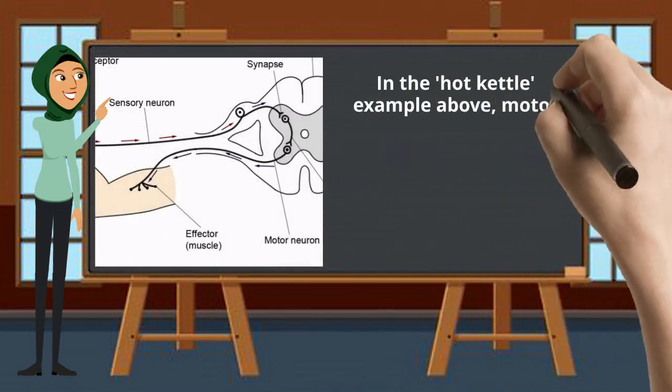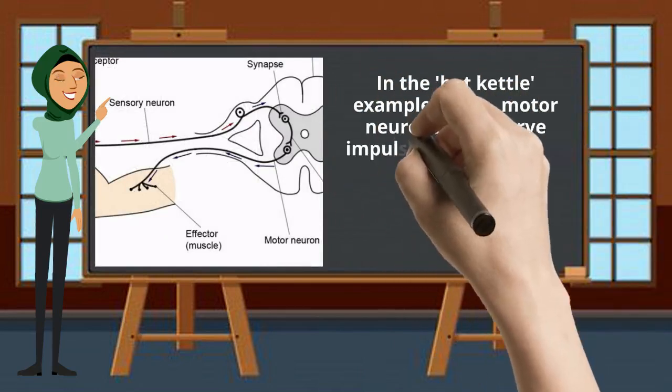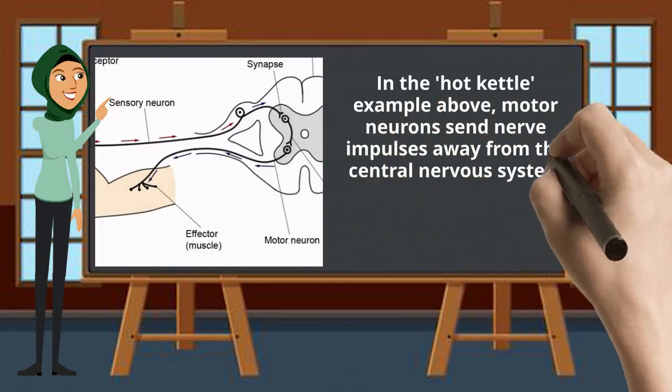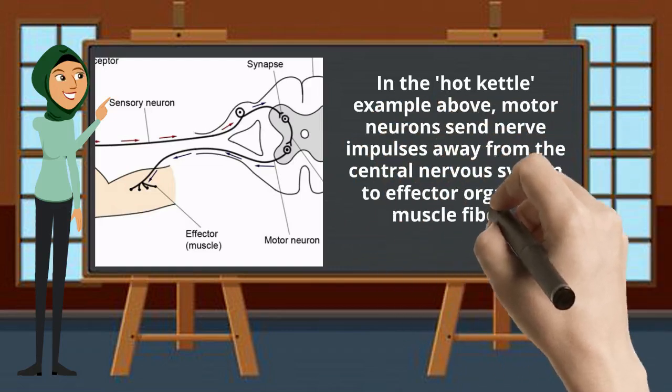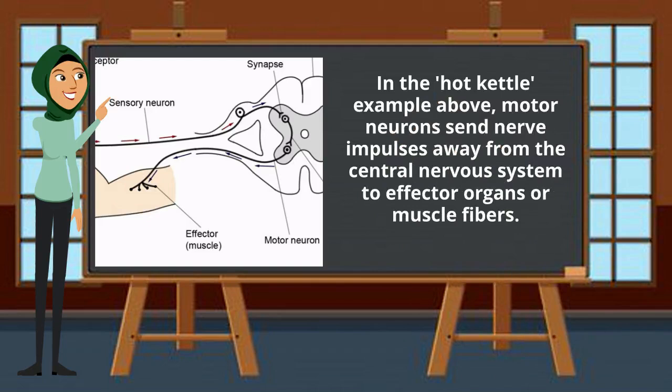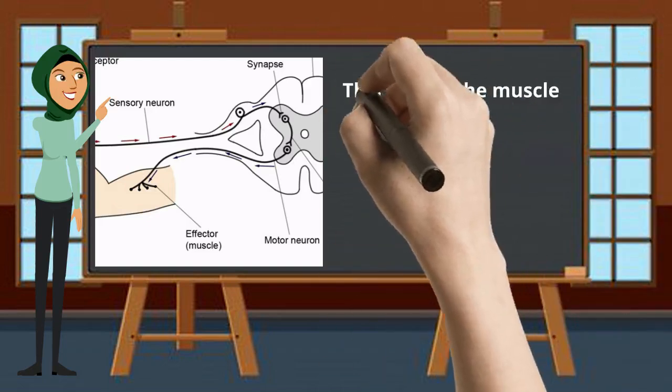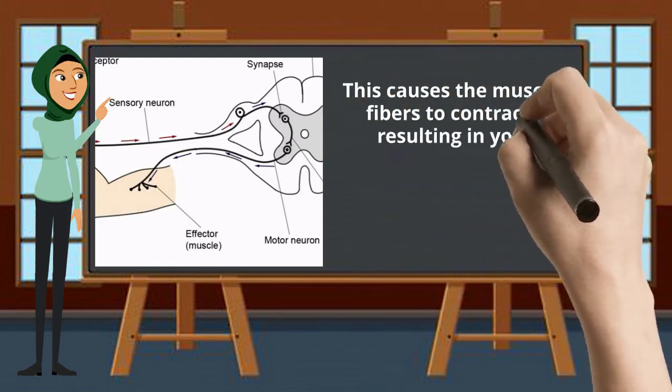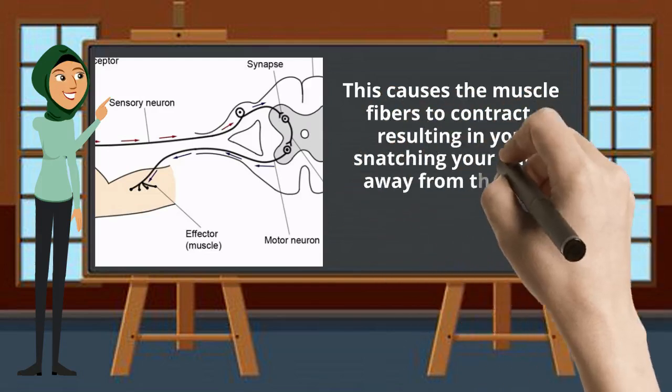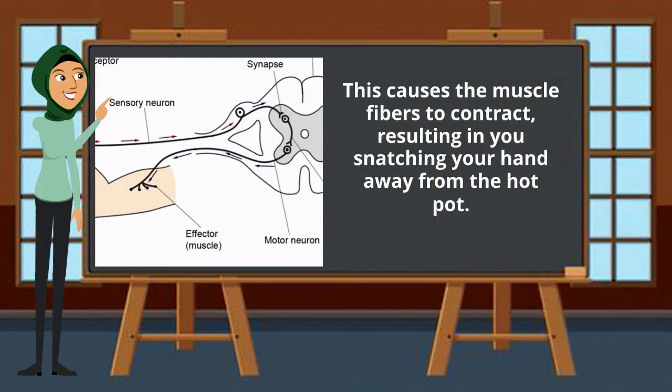In the hot kettle example above, motor neurons send nerve impulses away from the central nervous system to affect the organs or muscle fibers. This causes the muscle fibers to contract, resulting in you snatching your hand away from the hot pot.